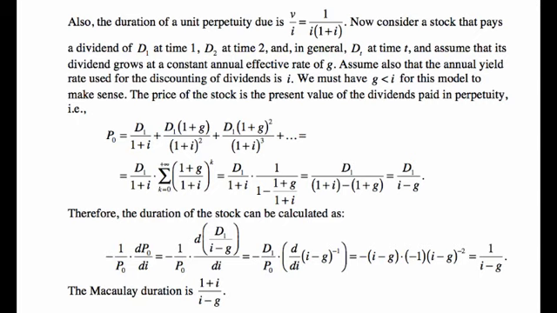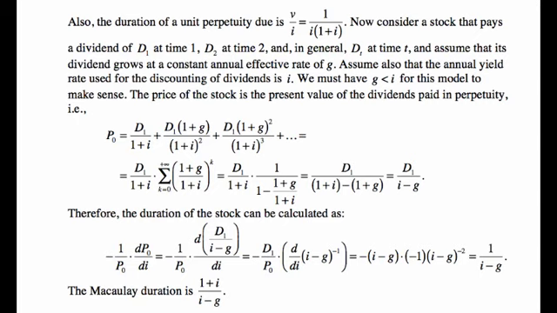But if 1 plus G over 1 plus I is less than 1, then this is a geometric series that converges, and its sum is 1 over 1 minus 1 plus G over 1 plus I, and if you multiply this out, you get D1, the first dividend at the end of the first year, divided by I minus G. Okay, this is commonly called the dividend discount model formula for the price of a common stock, and they teach this in finance classes.